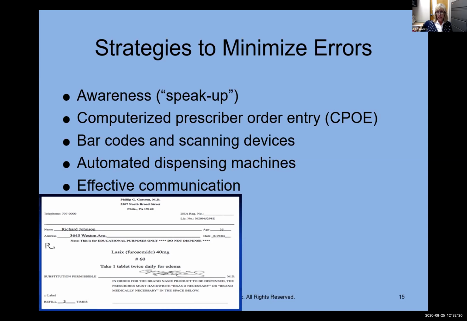And effective communication. Communication is paramount in healthcare. You've got to talk to each other, again, to make sure that things are being done correctly.